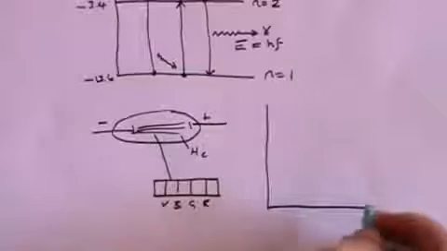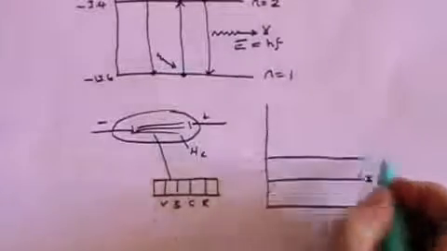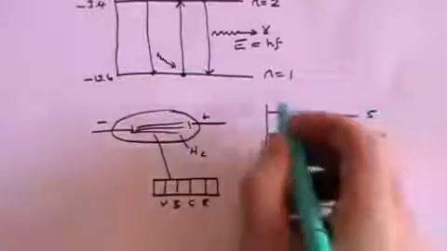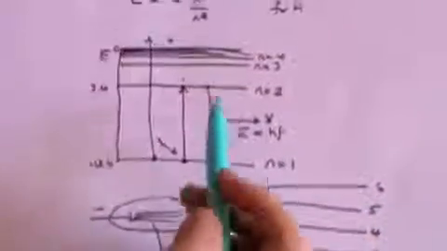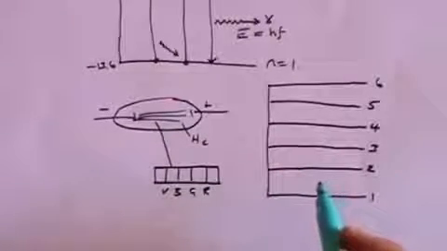I'm not going to draw them to scale, but let's call that n equals 1, n equals 2, n equals 3, n equals 4, n equals 5, and n equals 6. Obviously they are not equally spaced. It's more like this, but let's, for simple explanatory purposes, do it like this.